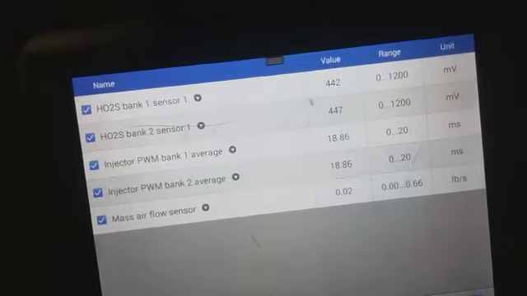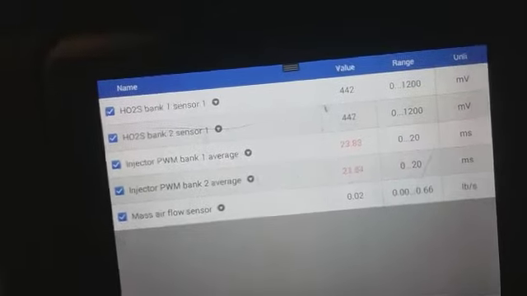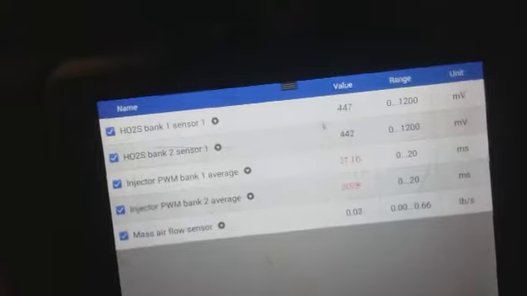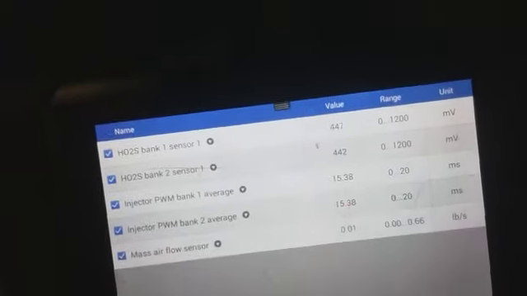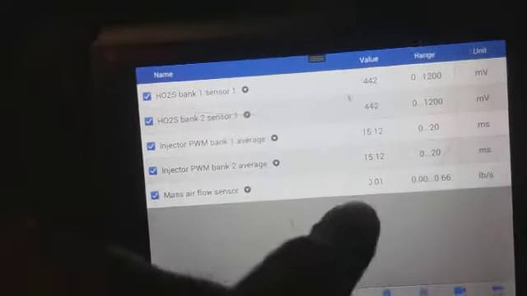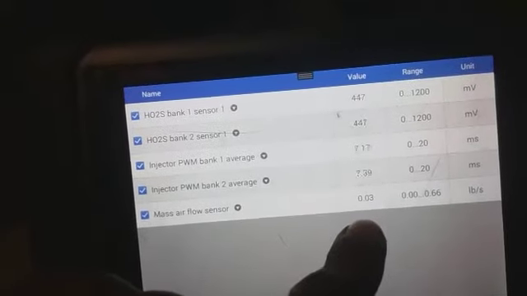It's at 0.7 now. So it dropped to 1. Look at that. Now it's going up. Starting to act stupid. Look at that. Let's chase the mass airflow sensor. See what's going on with that.